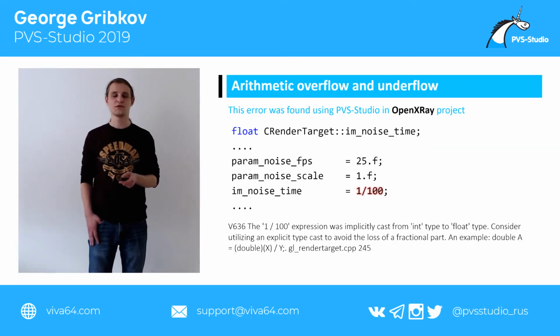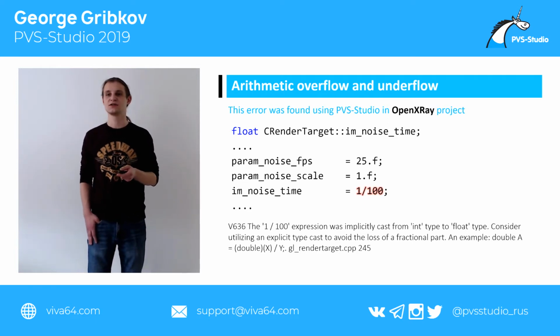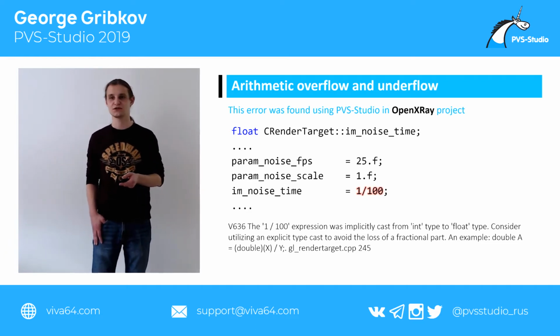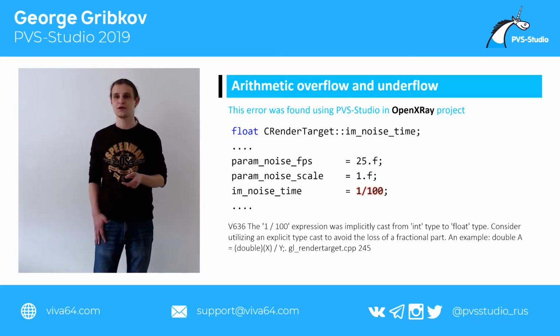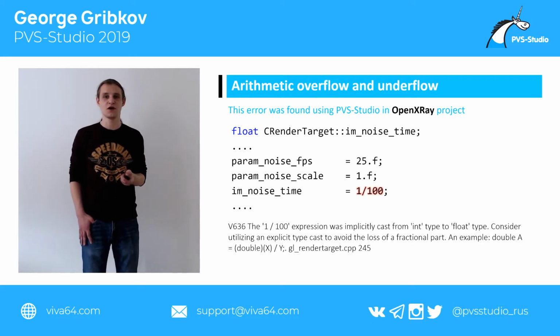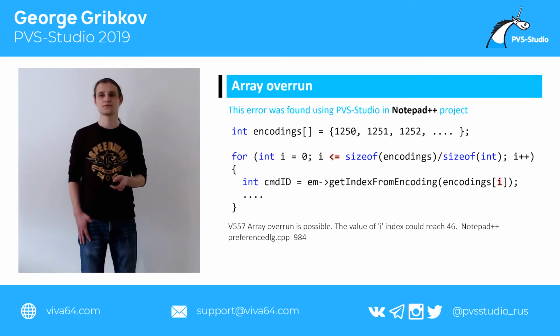Moving on. Here, the analyzer suspects that something is wrong, because a variable of a floating point type is initialized to a very suspicious value, 1 divided by 100. This is an integer division, so in fact we get 0. The programmer, of course, actually wanted to get 100th, but this division is not entirely correct. The error, in general, is quite simple, but it might take place and do harm, and as you see, we find such errors in real projects.